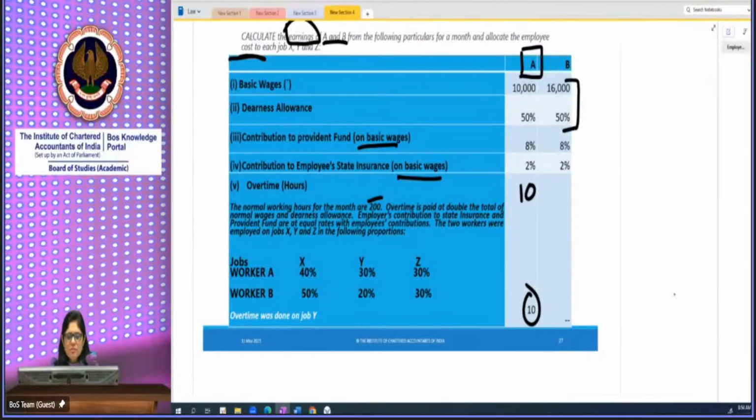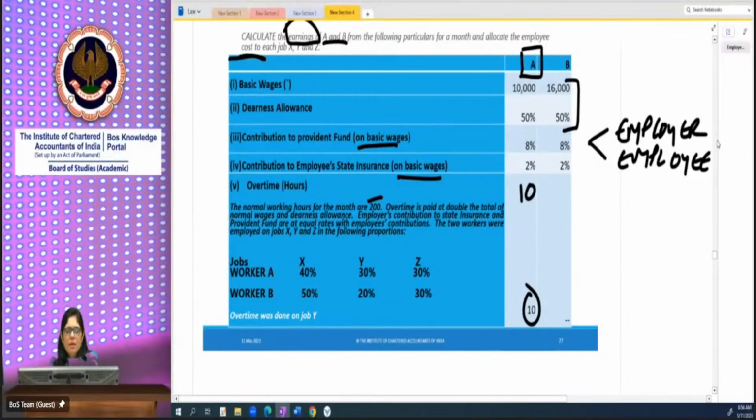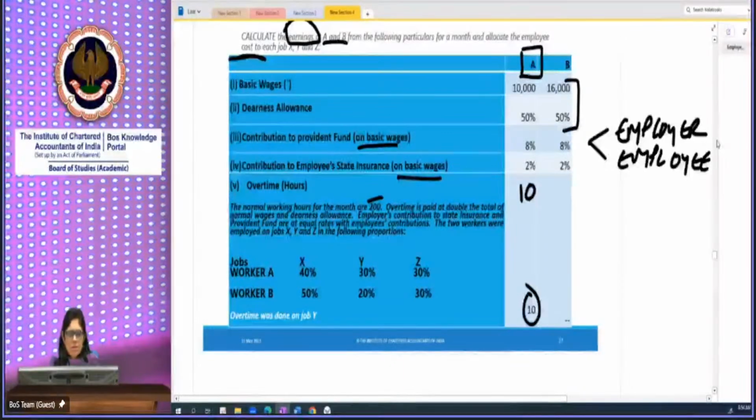Employer contributions to state insurance and provident fund are at equal rates. Clear? So for the contribution to provident fund, employer and employee both are contributing. Both of them, provident fund also and ESI also, at the equal rate. So the employer is contributing 8% and the employee is also contributing 8%. The employer is contributing 2% and the employee is also contributing 2%. So they both contribute the same rates.